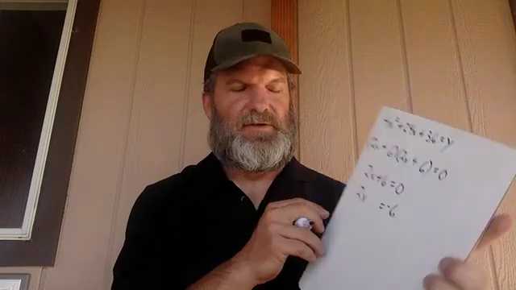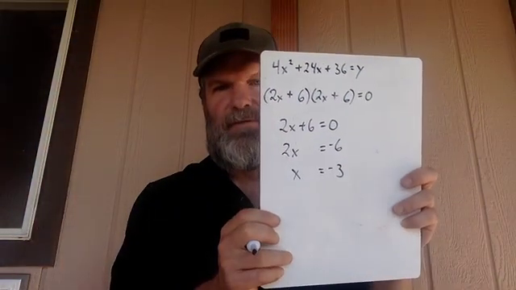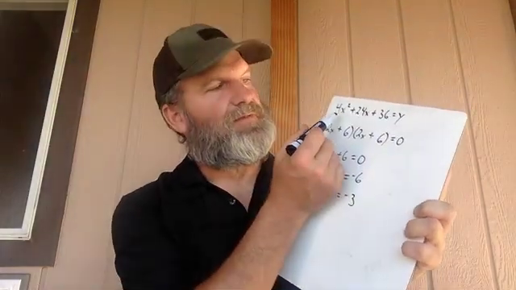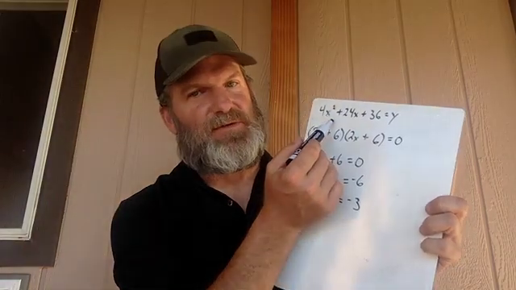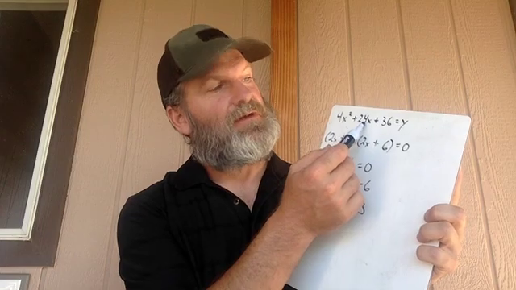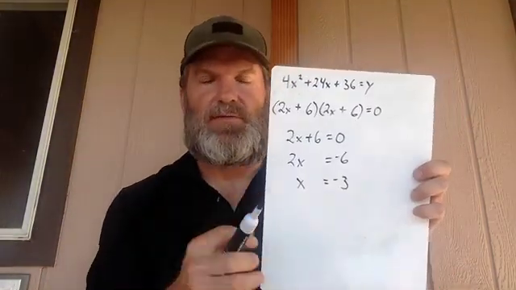And then you solve for x, so you subtract 6 to the other side to get negative 6. And then you divide by 2, and you get x is negative 3. And if you were to check that, if you were to plug negative 3 in for x squared and for x there, this whole left-hand side of the equation would equal 0. Negative 3 squared is 9. 9 times 4 is 36. Negative 3 times 24 is negative 72. So this is 36 minus 72, which is negative 36. Plus 36 gets you back to 0, so it works.